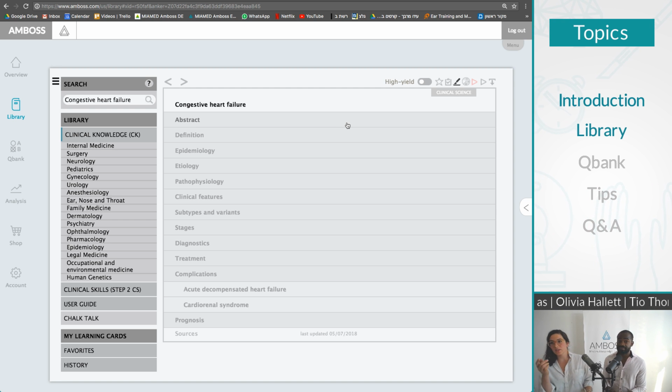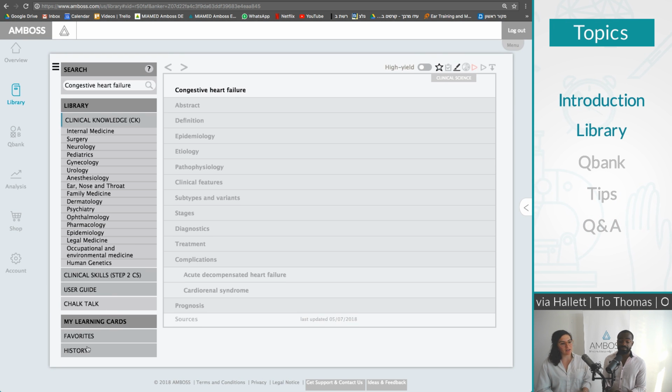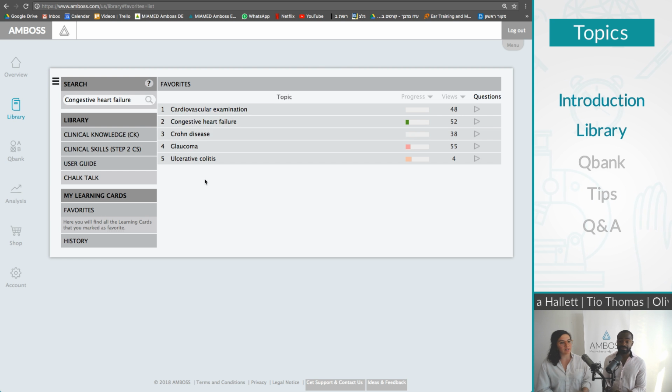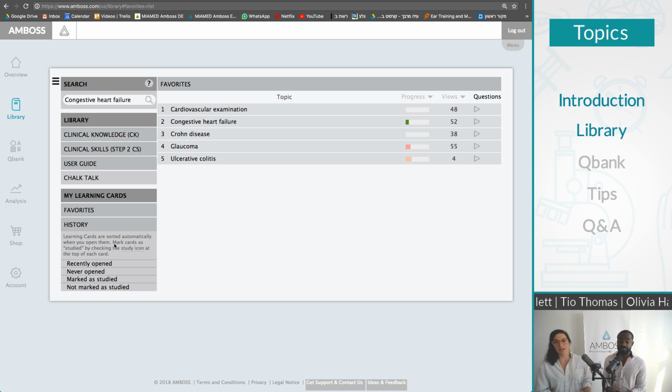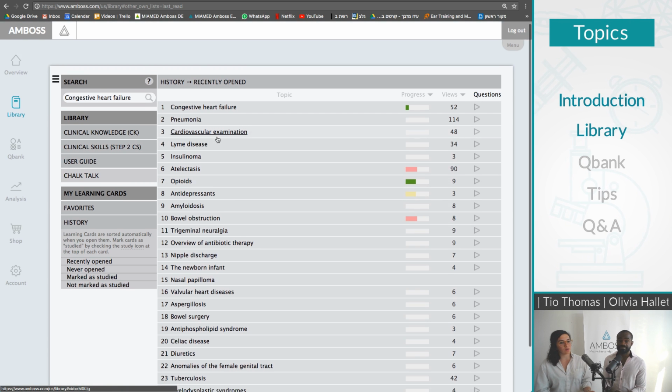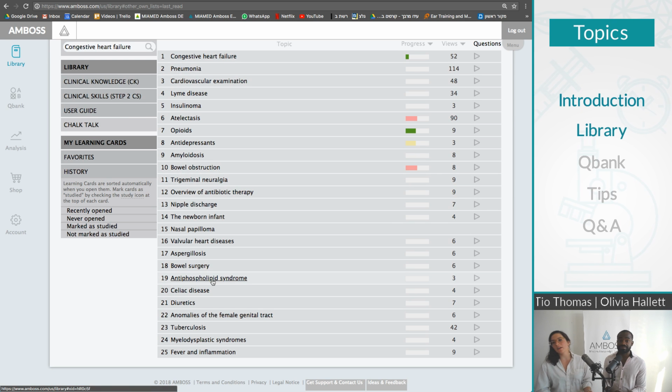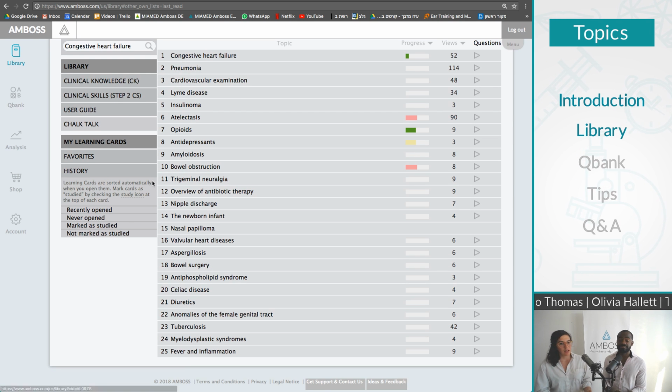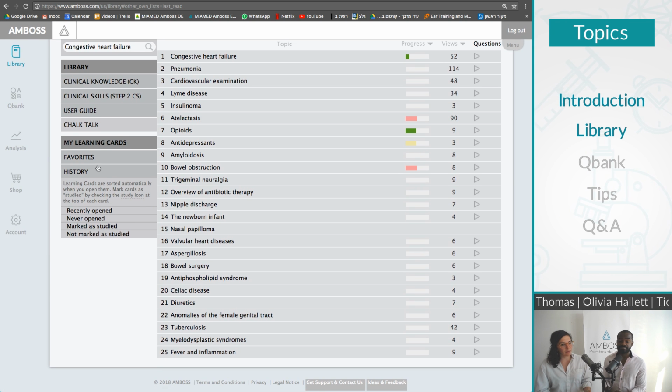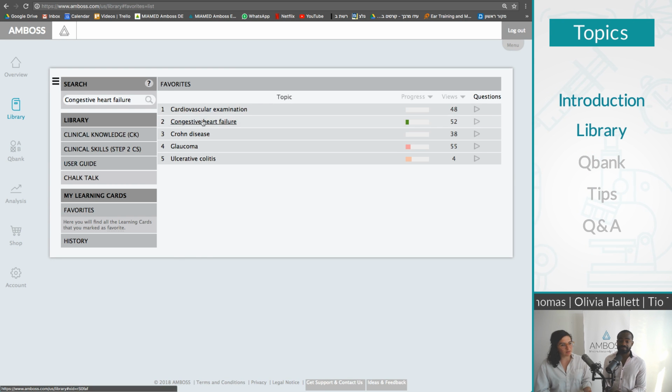And this kind of goes into answering one of the questions we had in the chat: we can favorite our learning cards. So you can click favorite here and you'll be able to access that again from the library. So you can see your favorited cards. I've favorited cardiovascular examination and congestive heart failure and Crohn's disease. But you can also see a history of where you've been. I know that Shauna was also asking this, that you can see recently opened cards and go through and see what cards you've gone through in the past. So if we just go back, we'll go back to our favorites, to congestive heart failure.